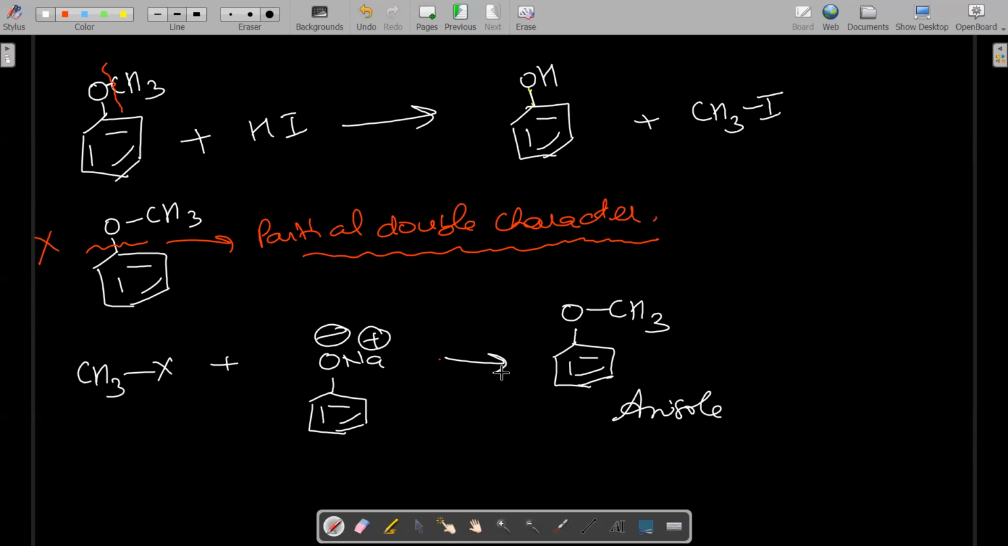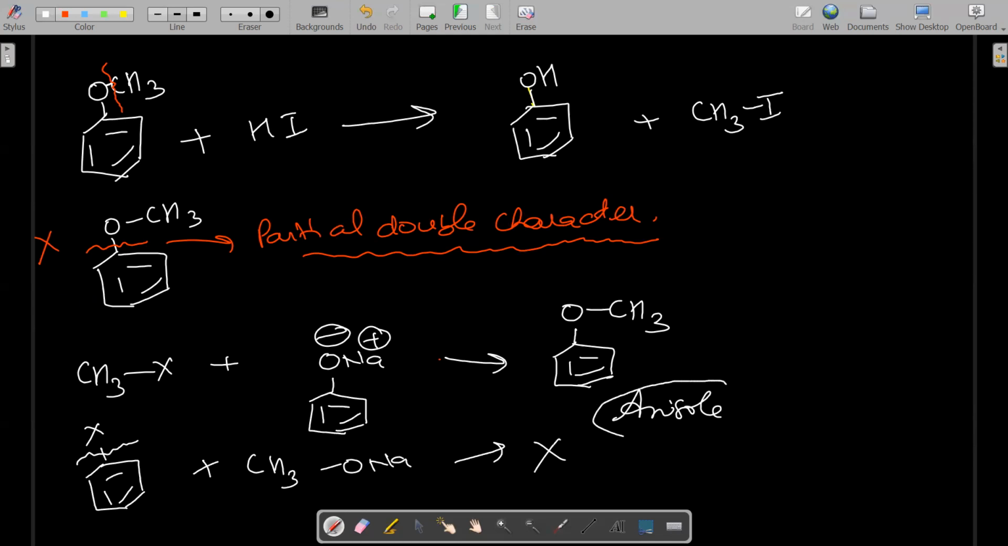Vice versa, again not possible. If we take the aryl halide plus sodium alkoxide, is this reaction possible? No. Again same thing, because of partial double bond character, it does not undergo nucleophilic substitution reaction. So in the preparation of anisole also, always alkyl halide reacts with sodium phenoxide to form aromatic ether. Clear?